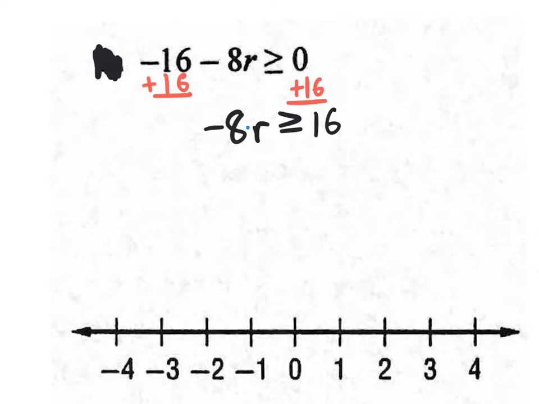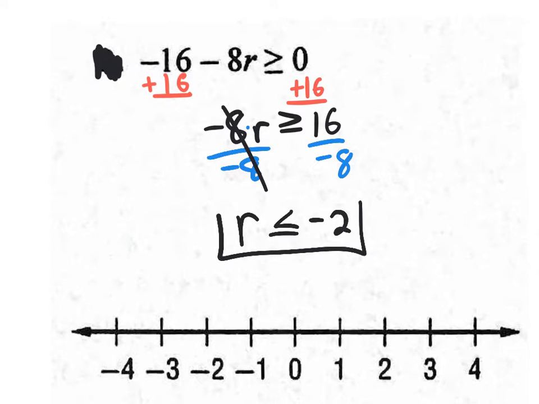We're going to get rid of this multiplication of negative 8 by dividing by negative 8. Divide by a negative, what does that mean? Flip the symbol. So what do I have left? I have an r. I flip the symbol, and 16 divided by negative 8 is negative 2. Ta-da! You see, it's easy. Okay. Open dot or closed dot at negative 2?